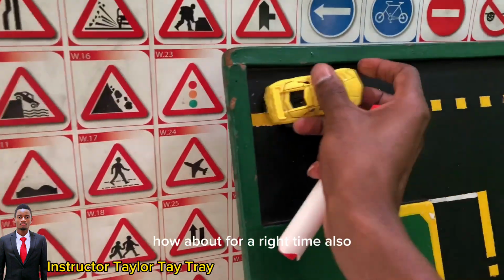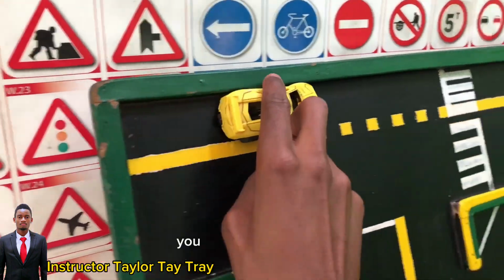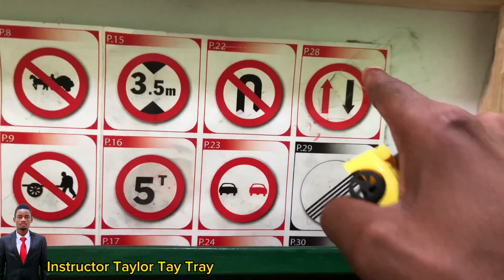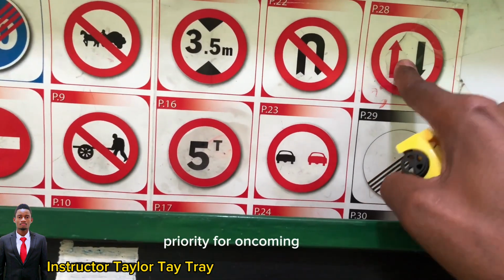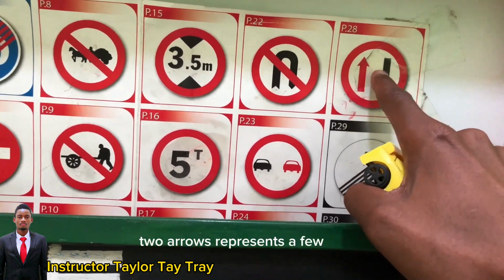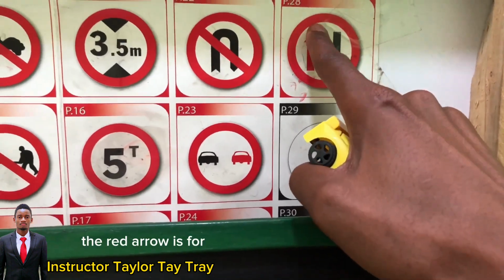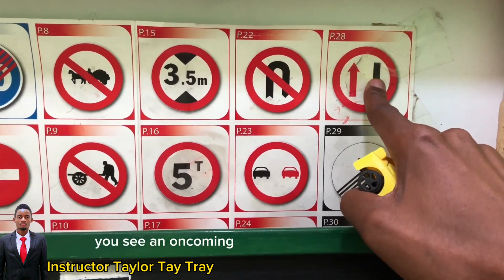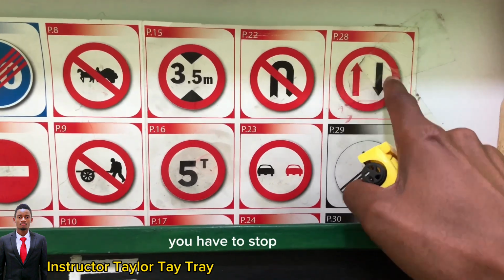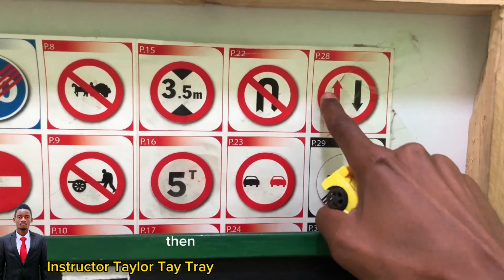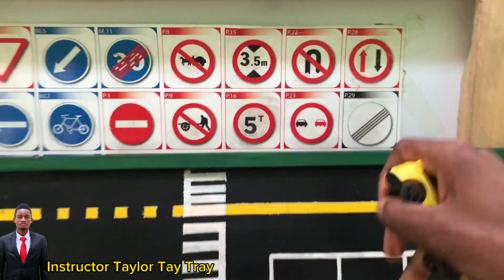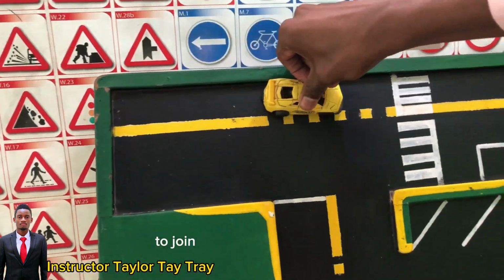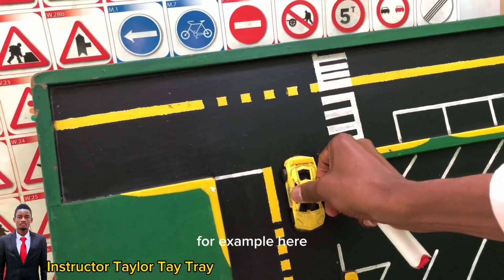How about for a right turn? Also, the same applies. We have this sign here. You can see this sign here. This sign means priority for oncoming traffic. Two arrows represent a two-way traffic. The red arrow is for whoever is approaching this sign, which is you, so you have to stop. If you see an oncoming vehicle from the opposite side, you have to stop for them until it's clear, then you make a right turn. So this one applies when you want to make a right turn from a two-way traffic to join another two-way traffic, for example here.